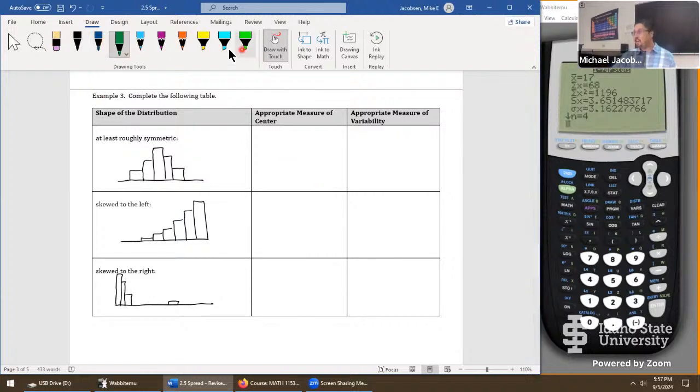So this is the best case scenario. If you have data that's at least roughly symmetric, anyone recall what the center should be measured with? Is it the mean y bar or the median m?